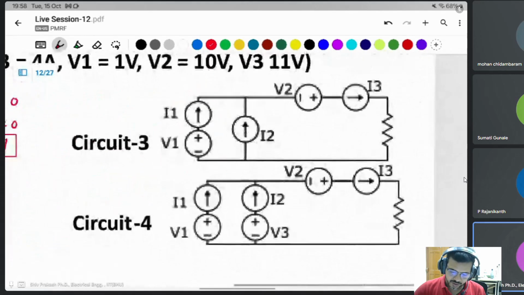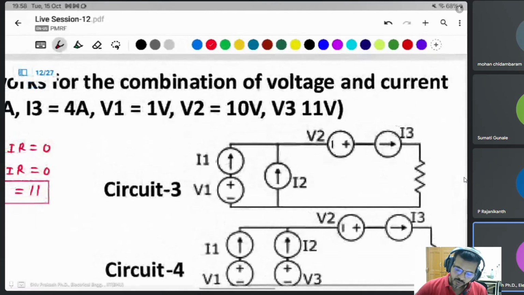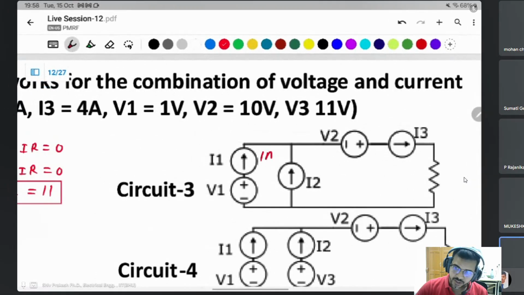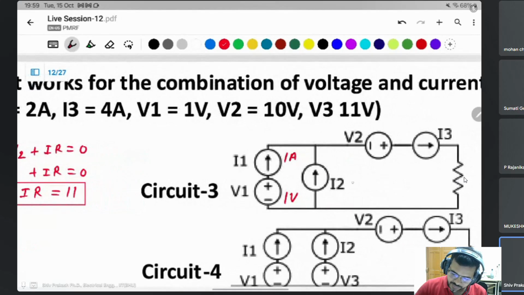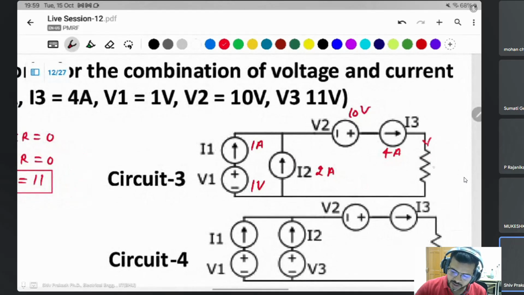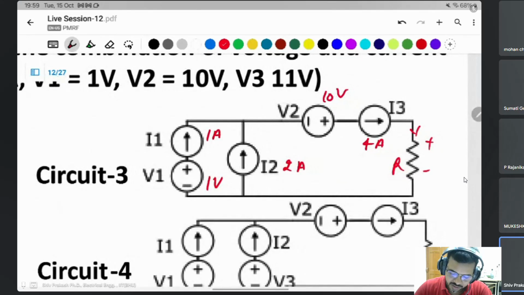Next one, the third one. I1 is 1 ampere current. Then V1 is also 1 volt. Sorry, I2 is 2 ampere. V2 is 10 volt, as given, and I3 is 4 ampere. Resistance is not given, so you can choose any value of resistance to satisfy this circuit.